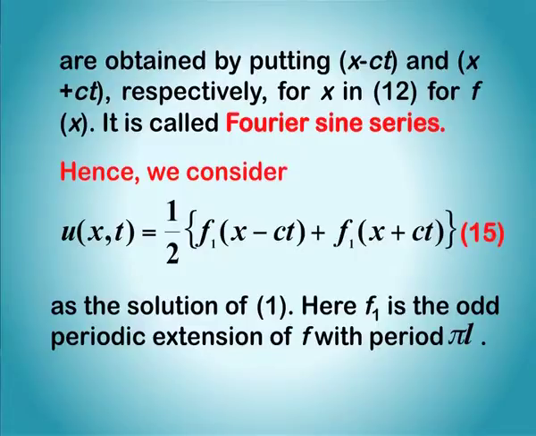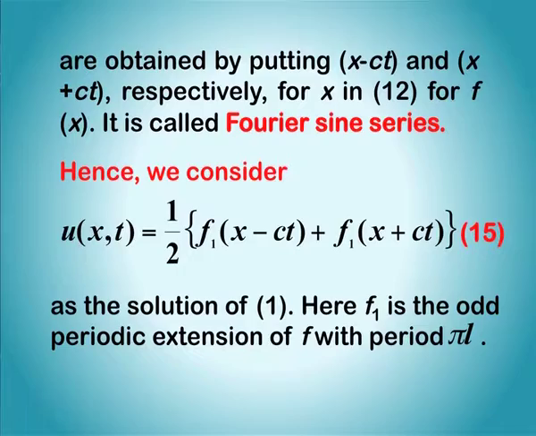Now the two series in 14, I am making explicit, which I was giving you an indication of. One is summation n is equal to 1 to infinity Cn sine of n pi upon L x minus Ct, and the second is n is equal to 1 to infinity Cn sine of n pi upon L x plus Ct. These two are obtained by putting x minus Ct and x plus Ct, the substitution, for x in 12 and for fx.